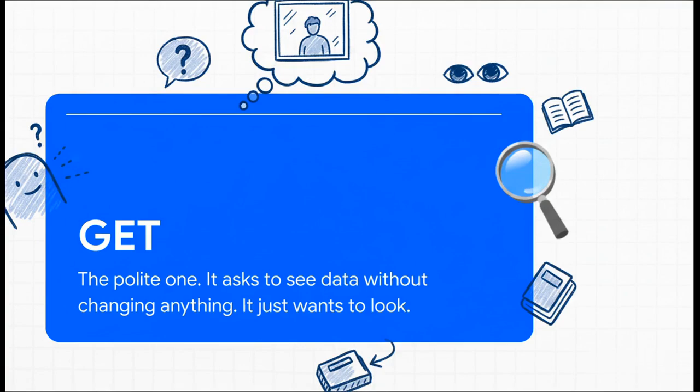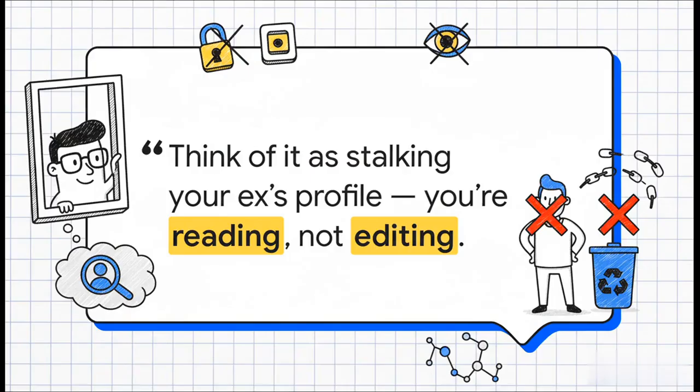GET is, well, it's the polite one, the window shopper. It just wants to look at some information, a web page, some user data, a list of products. It never, ever changes a thing. And honestly, this analogy is just perfect. Think about it. You're looking at someone's social media profile. You can scroll all day long. You can see every single picture, read every post, but you're not changing any of it. That is pure GET energy.